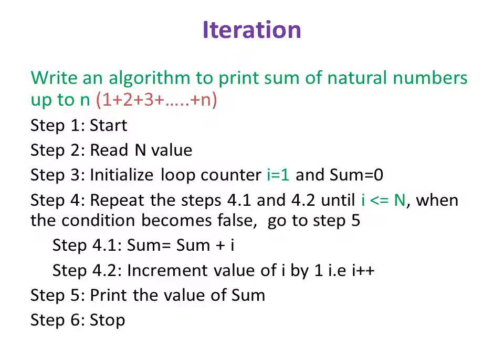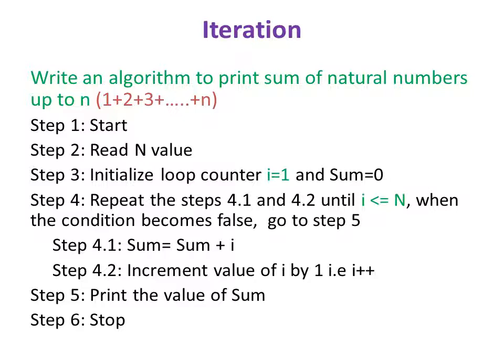Then I have to reach the end statement by giving some manipulation on the initial value, so I am incrementing the value of I by 1. So these two steps, 4.1 and 4.2, are the subsets or the block of code that is to be repeated based on the condition. Once the condition becomes false, we can come out of the loop and move on to step number 5, where I am giving the statement print the value of sum, so that the final sum will be printed on the screen.